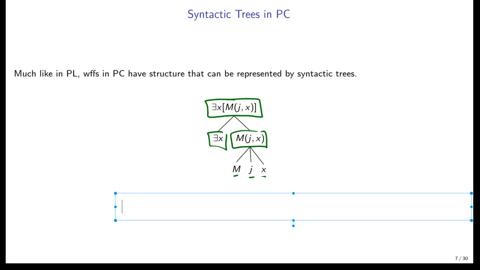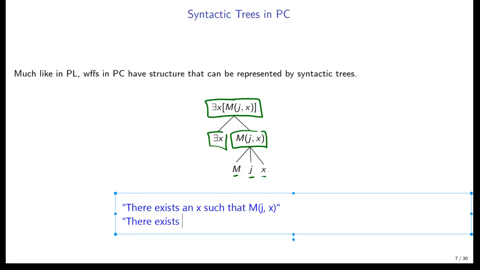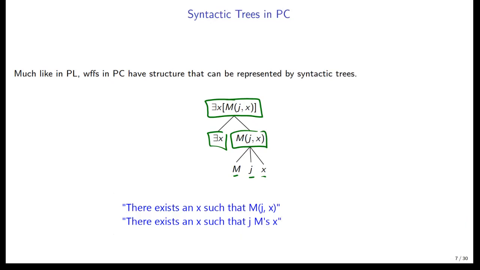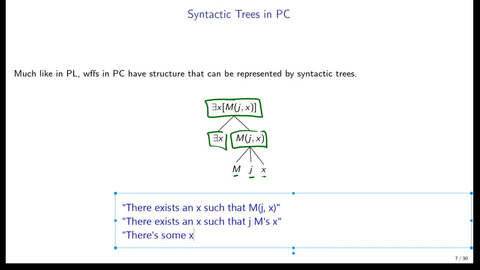And how to read this, we could say there exists an X such that MJX, and then whatever MJX means. So we could say there exists an X such that J M's X. That might be the English form for it. So typically, reading left to right, if this were English, the first thing would be the subject, and the second thing would be the object. So a paraphrase would be J M's X in English. Or there's some X such that J M's X. That could be another way it's paraphrased.